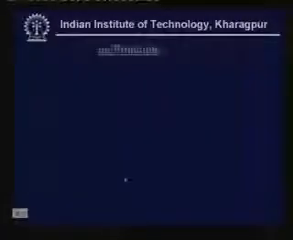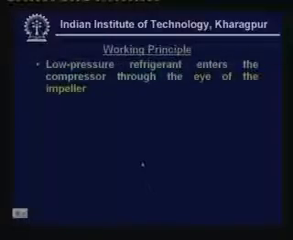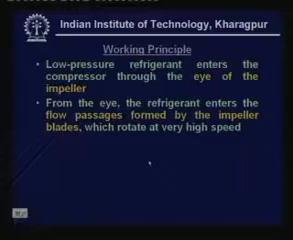Now let me explain the working principle. Low pressure refrigerant enters the compressor through the eye of the impeller. Eye of the impeller is nothing but the inlet of the impeller. From the eye, the refrigerant enters the flow passages formed by the impeller blades, which rotate at very high speed. That means the impeller will be rotating at very high speed.